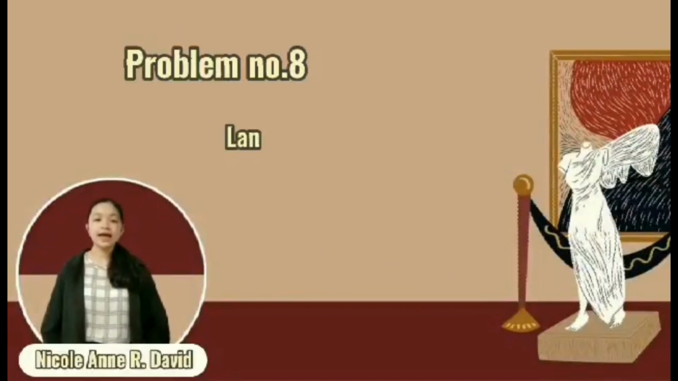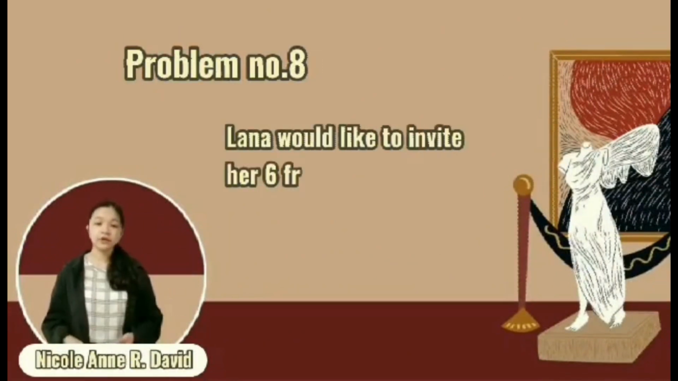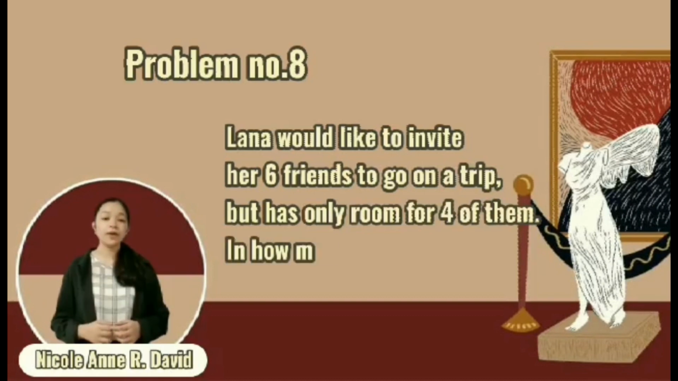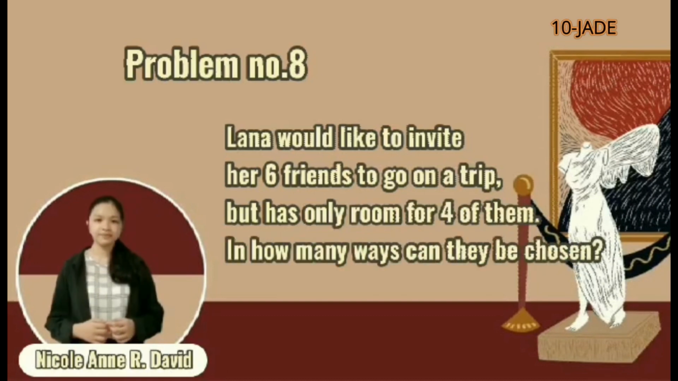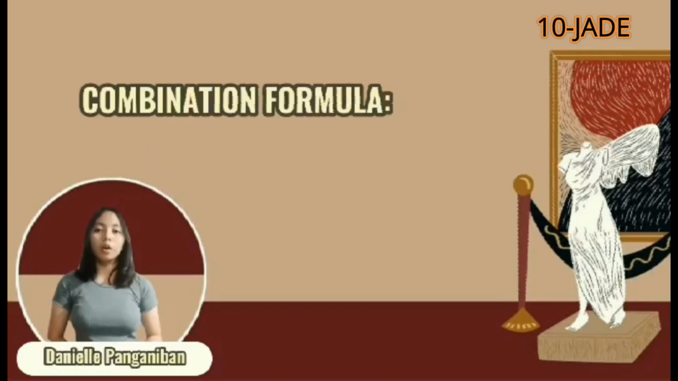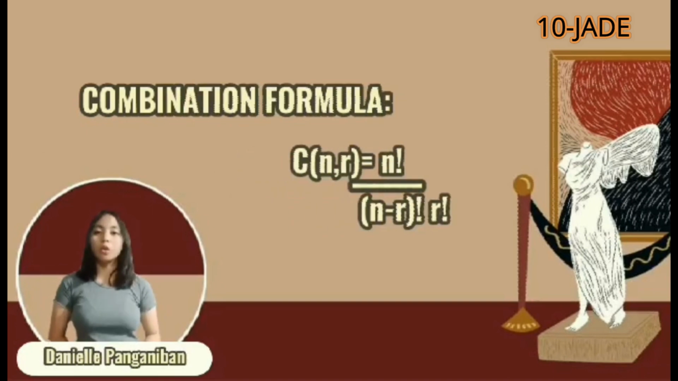Problem number 8. Lana would like to invite her 6 friends to go on a trip, but has only room for 4 of them. In how many ways can they be chosen? This example right here is a combination. So let's solve this by using the combination formula: C(n, r) is equal to n factorial over (n minus r) factorial times r factorial.